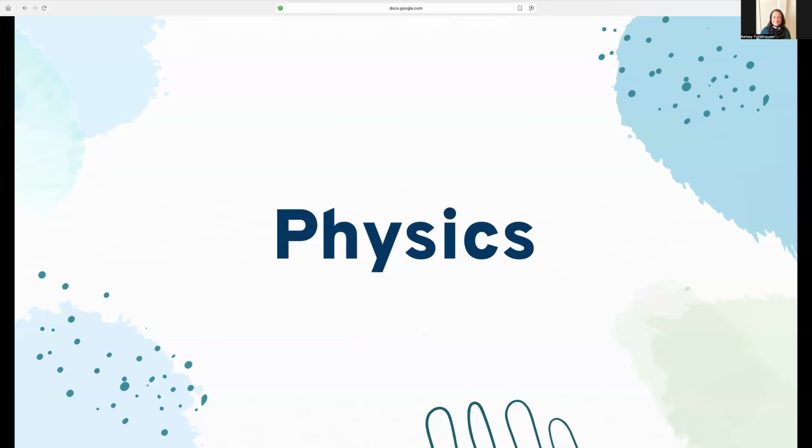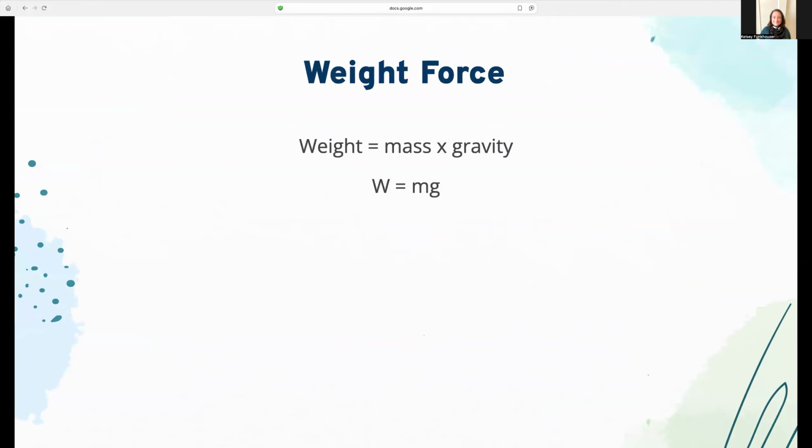Hello, let's talk some more about forces. First off, the weight force.